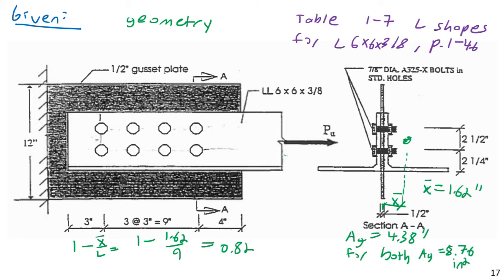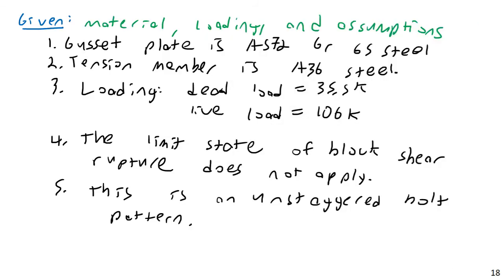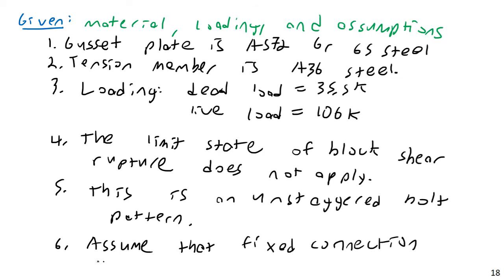This is an unstaggered connection where the individual rows line up appropriately. In later lectures, we'll see why staggered bolt connections can be beneficial, but they do make the analysis a bit more complicated. So we'll assume this is an unstaggered bolt connection, but that should be apparent from the drawing. And also, we're going to assume that the welds, the fixed connection, and bolts are adequate.